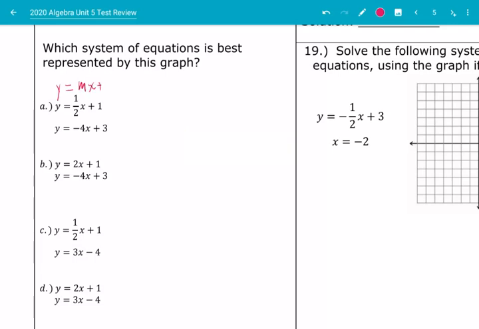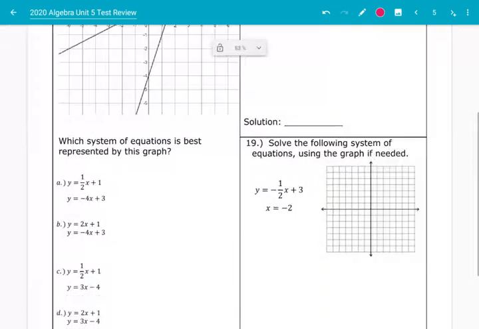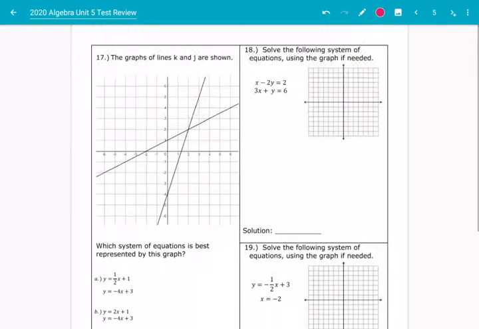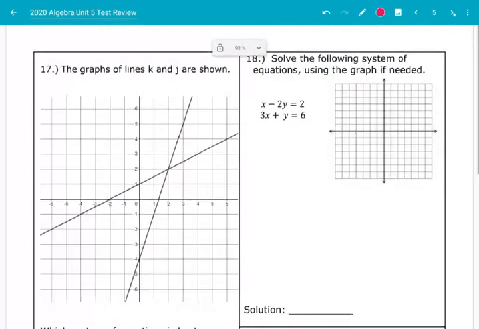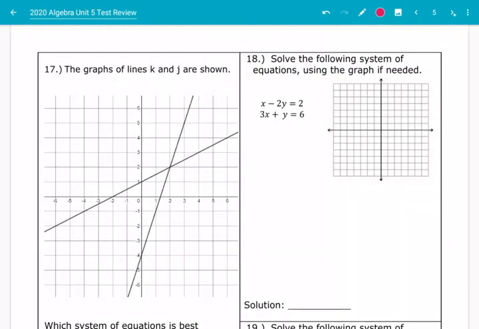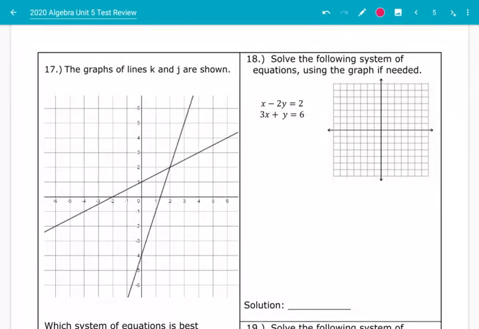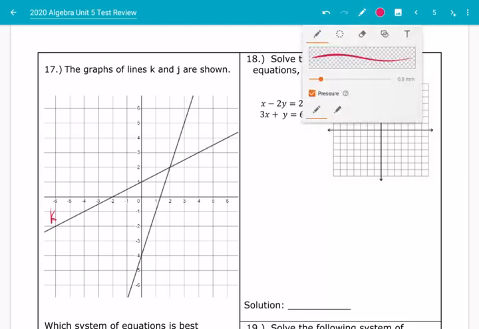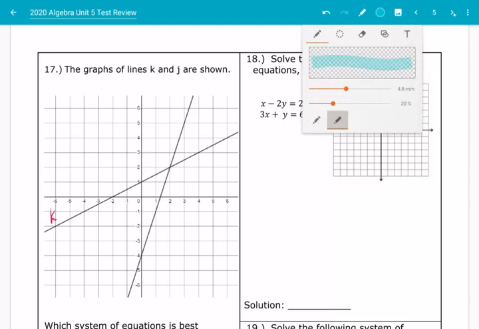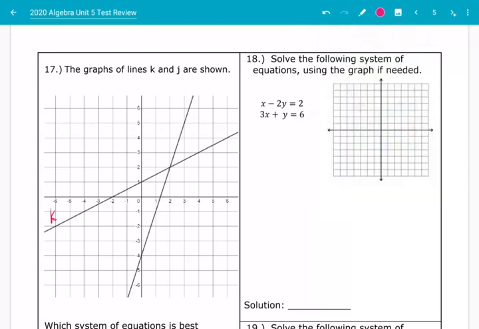Looks like they're all in slope-intercept form. Wonderful! We can identify some key features here on these graphs. And then we can match them up with the slope and the y-intercept up there. So let's find the y-intercept of this line right here. Let's call it line K. Here's line K. It's going to be this line that I will thusly highlight in pink.